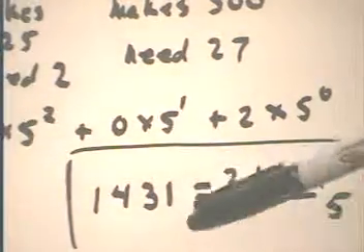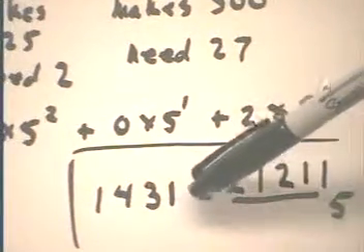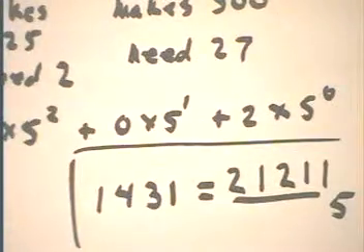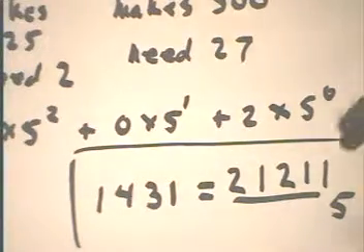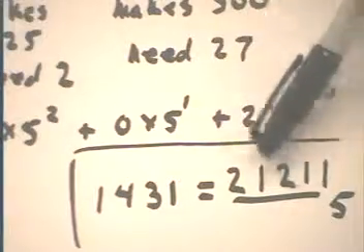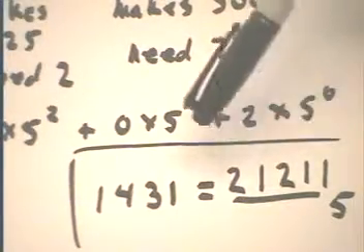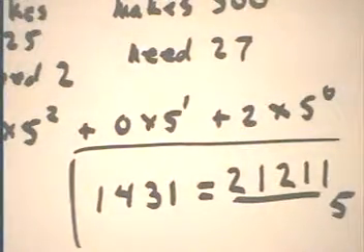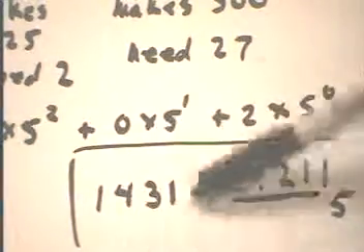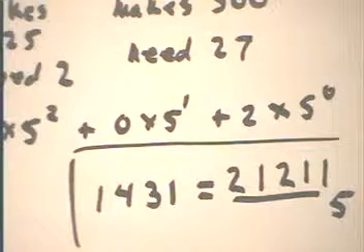What's this mean? This means 1 times 5 to the 0, plus 3 times 5 squared, plus 4 times 5 cubed, plus 1 times 5 to the 4th. Okay? I'm sorry. It means 1 times 5 to the 0, plus 1 times 5 to the 1, plus 2 times 5 to the 2, plus 1 times 5 to the 3, plus 2 times 5 to the 4th. Did that with the wrong number. Okay, our number is 1431, base 10.